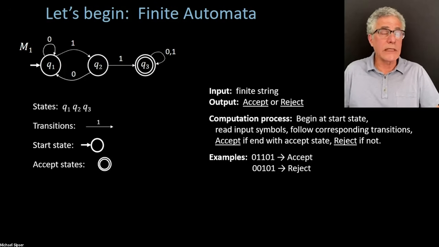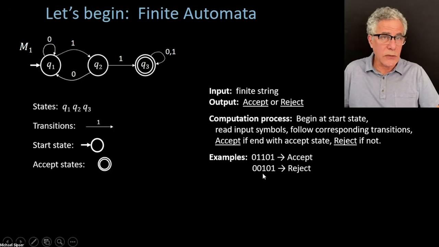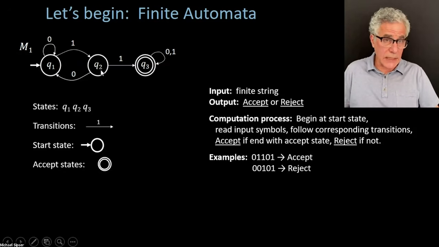For each string, it's either going to accept it or reject it. So it's just a binary decision that it's going to be making, sort of like a 1 or a 0 output, but we're calling it accept or reject. This one here, because it ended up at the accepting state, is accepted. But if you look at the second example, 0, 0, 1, 0, 1, now we ended up at Q2. That's not an accepting state. Therefore, we say we reject this input.